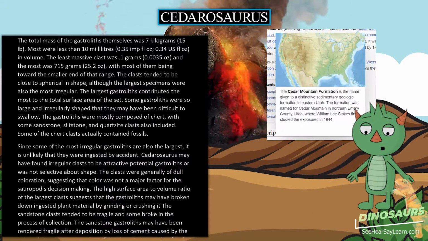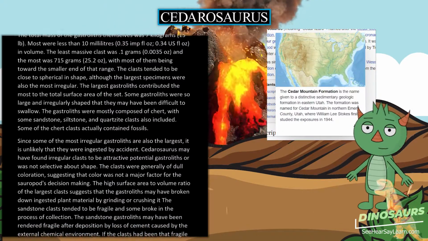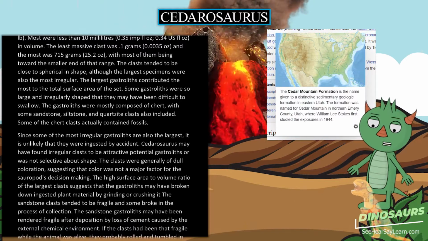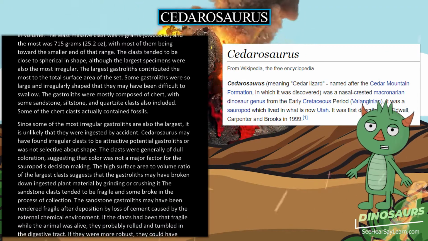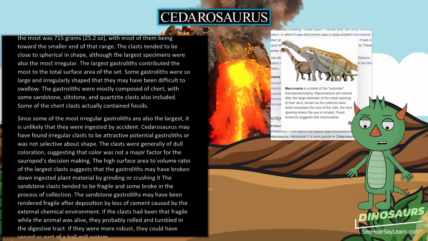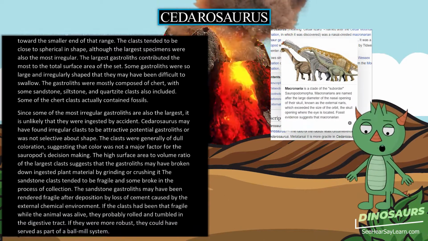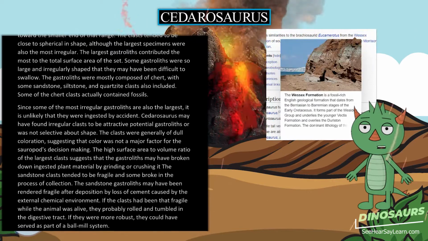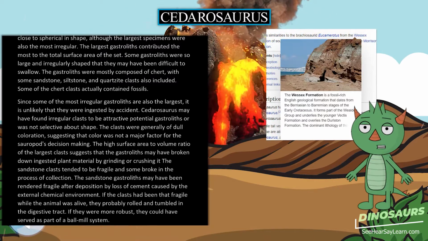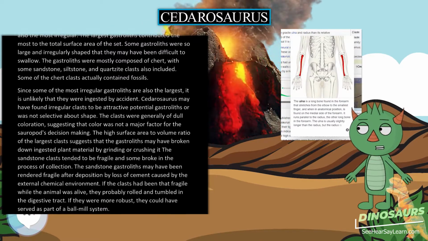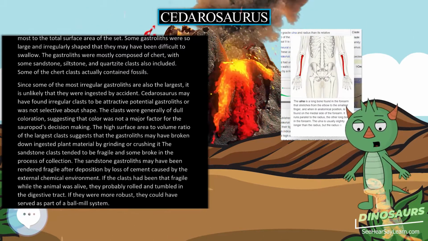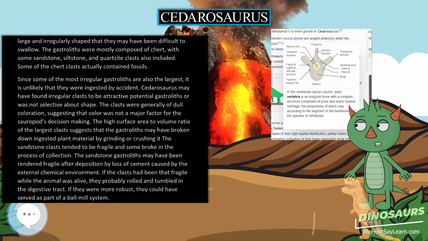Since some of the most irregular gastroliths are also the largest, it is unlikely that they were ingested by accident. Cedarosaurus may have found irregular clasts to be attractive potential gastroliths or was not selective about shape. The clasts were generally of dull coloration, suggesting that color was not a major factor for the sauropod's decision-making. The high surface area to volume ratio of the largest clasts suggests that the gastroliths may have broken down ingested plant material by grinding or crushing it.